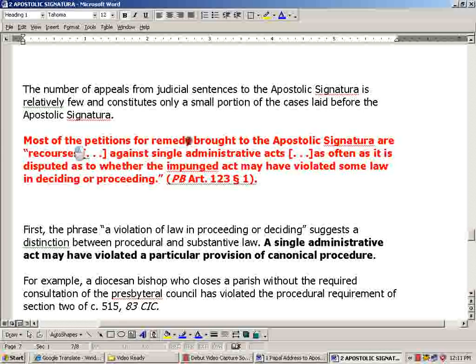Most of the petitions for remedy brought to the Apostolic Signatura are recourses against single administrative acts, as often as it is disputed as to whether the impugned act may have violated some law in deciding or proceeding. So we got all sorts of administrative acts, right? An executive order is an administrative act. And so, if you think about all the acts that have been passed since 9/11, maybe we can take those to them. A single administrative act, right? Just find the act and take it to them. Or your foreclosure, as far as I'm concerned, is an administrative act.